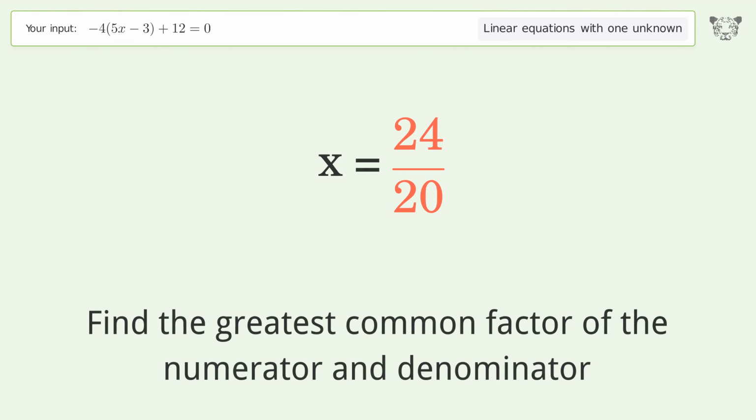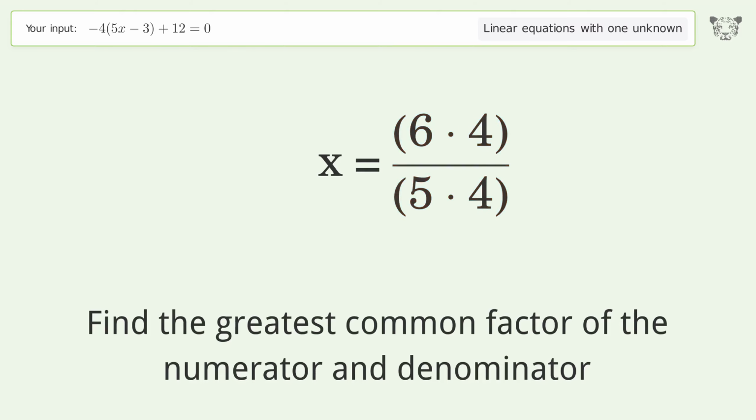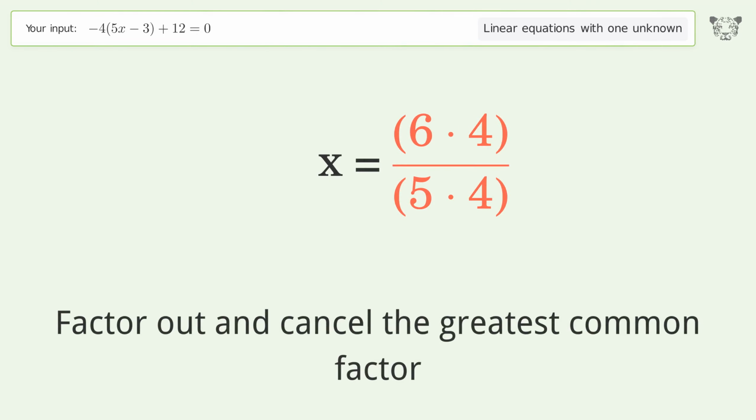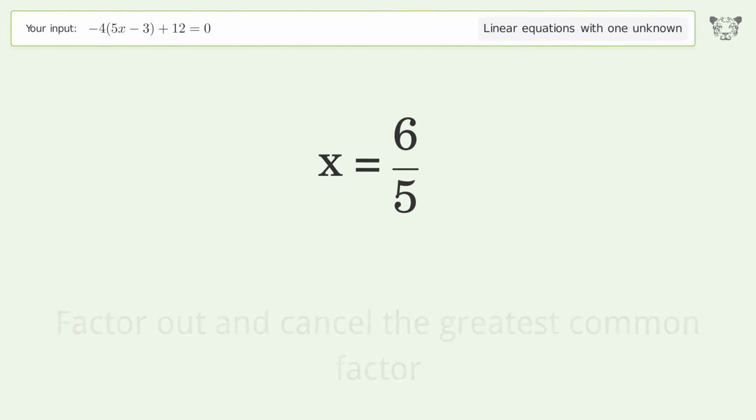Find the greatest common factor of the numerator and denominator. Factor out and cancel the greatest common factor. And so the final result is x equals 6/5.